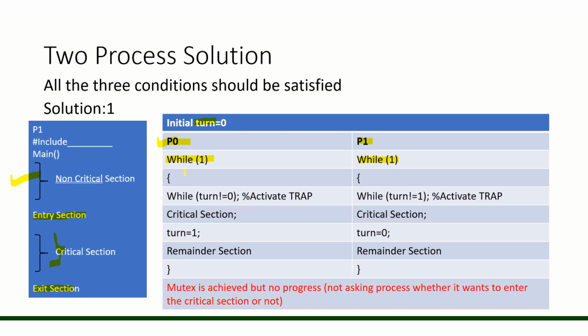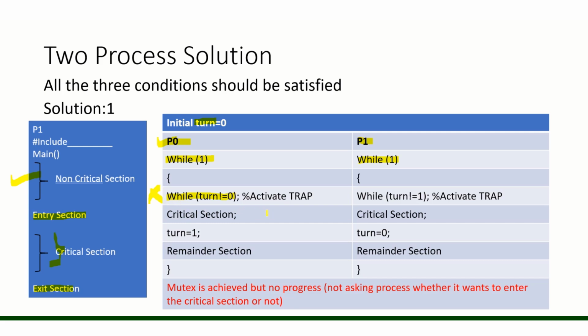The first statement is while turn is not equal to 0. We have put a semicolon after the while loop, so it becomes a trap, as there is no body to the while loop. If the condition is true, then the loop will keep executing and control will not go to the next statement. If turn is equal to 0, then the while condition will be false, right? And the program will enter the critical section here.